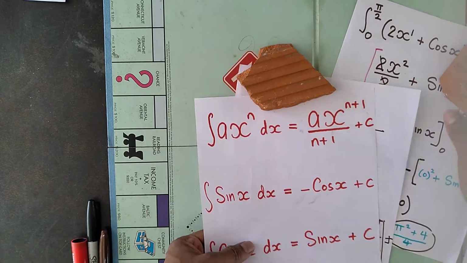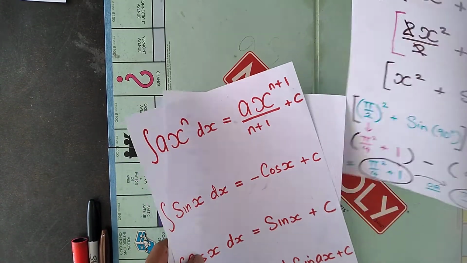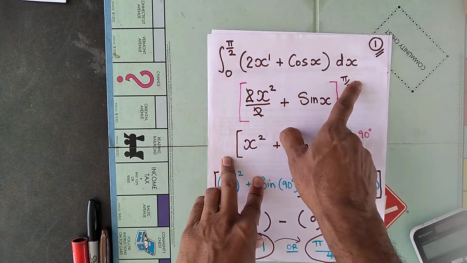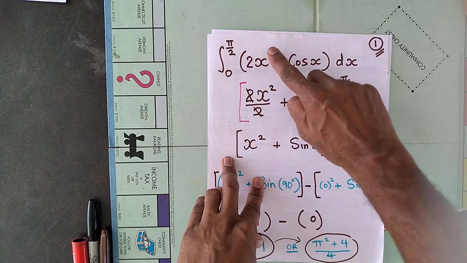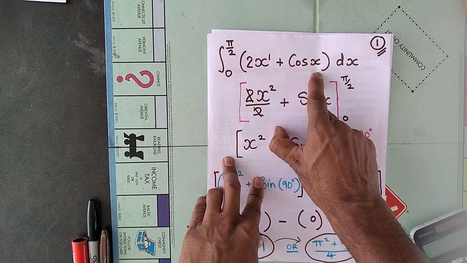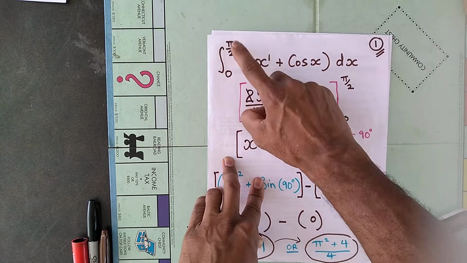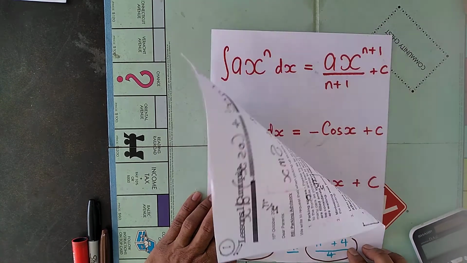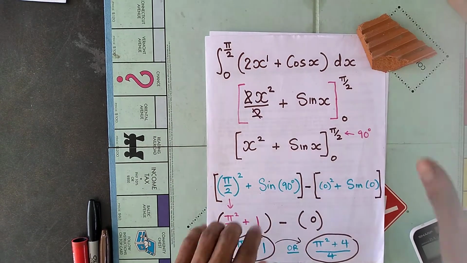So let's get to the official question that I want to do today. The question was to integrate 2x plus cos x between 0 and pi on 2. I'm next to a very busy main road, so you're going to hear some noise in the background. Sorry about that, guys.